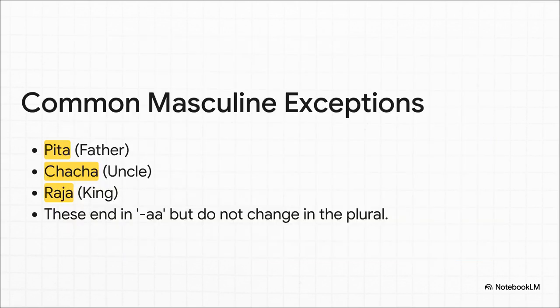And here are some of the most common rule breakers you'll meet. These are all masculine nouns that end in that "aa" sound, but they don't change in the plural. Notice the theme here, though? A lot of them are about family or respected roles, like pita for father, chacha for uncle, or raja for king. These guys, you just kind of have to memorize.